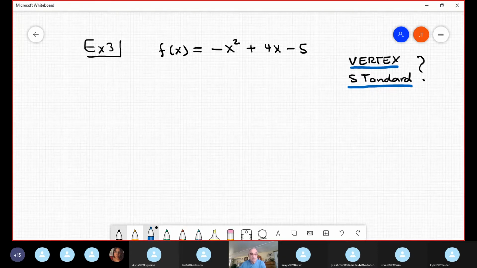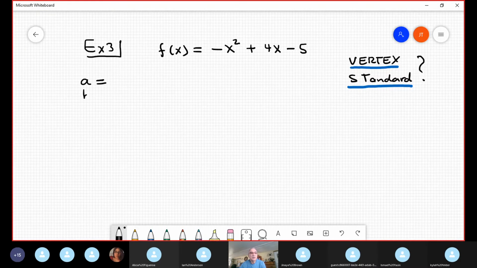Then, immediately you recognize who is A, B, and C, no? Who helps me? A is? Who is A? Negative 1. And what happens when A is a negative number? The parabola, the graphic representation for that function, opens in what direction? Down. It opens down, because A is a negative number.